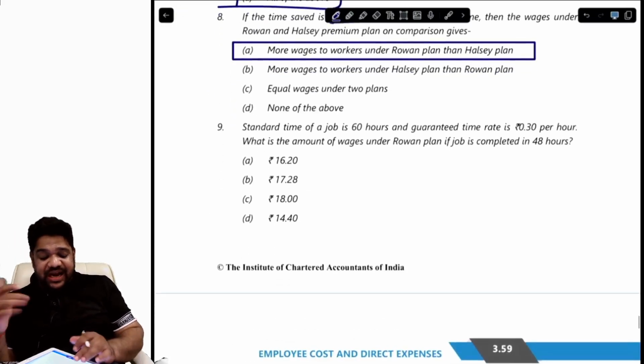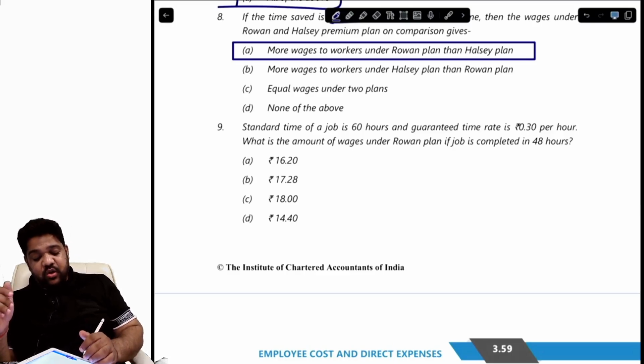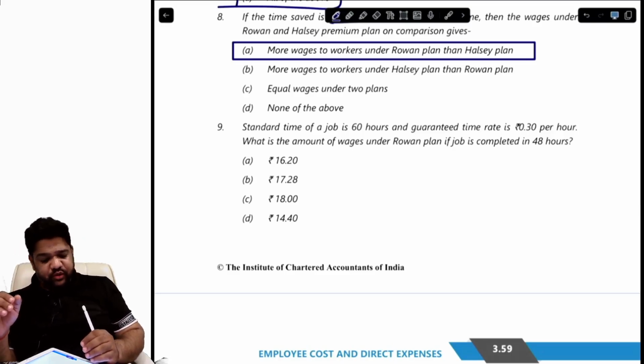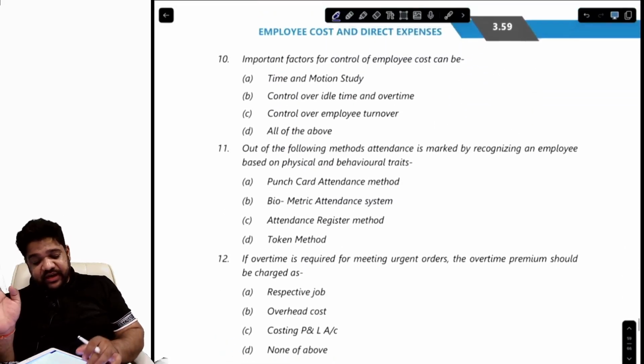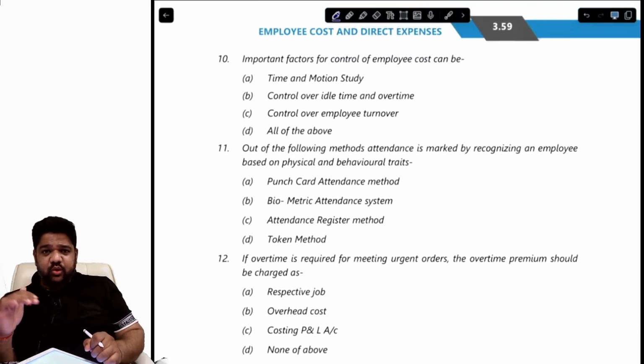Then standard time for a job is 60 hours, guaranteed time rate is 0.3. What is the amount of wages under the Rowan plan if the job is completed in 48 hours? Do it yourself, not even trying. You are well equipped with doing that.